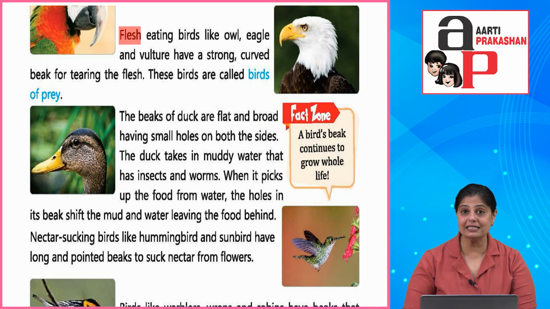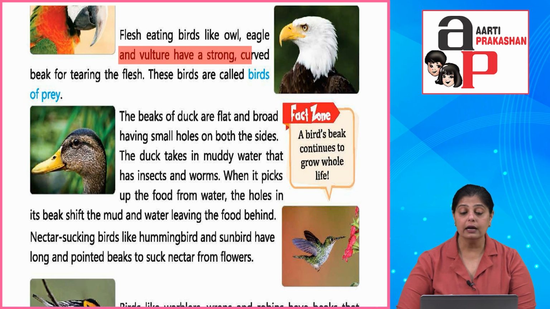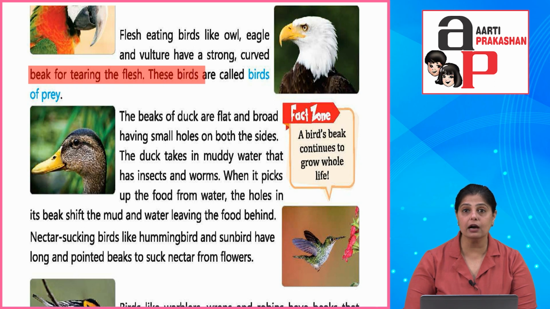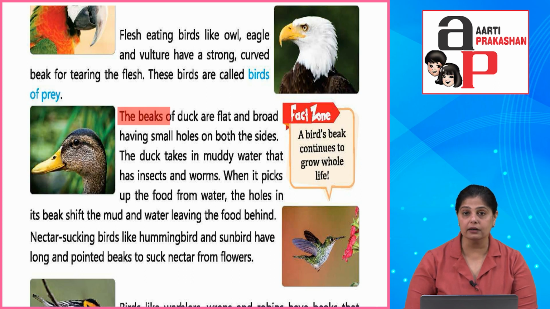Okay, flesh eating animals, birds. Okay, flesh eating birds like owl, eagle and vulture. What are they? They have strong curved beak for tearing the flesh. Okay, these birds are called birds of prey because they live on the flesh of other birds. Okay, the beaks of duck, they are flat and broad, having small holes on both the sides.